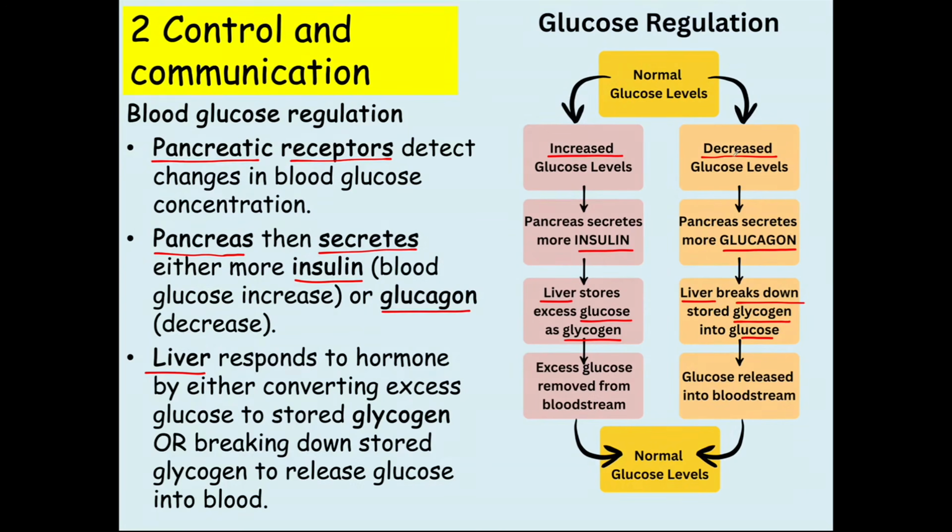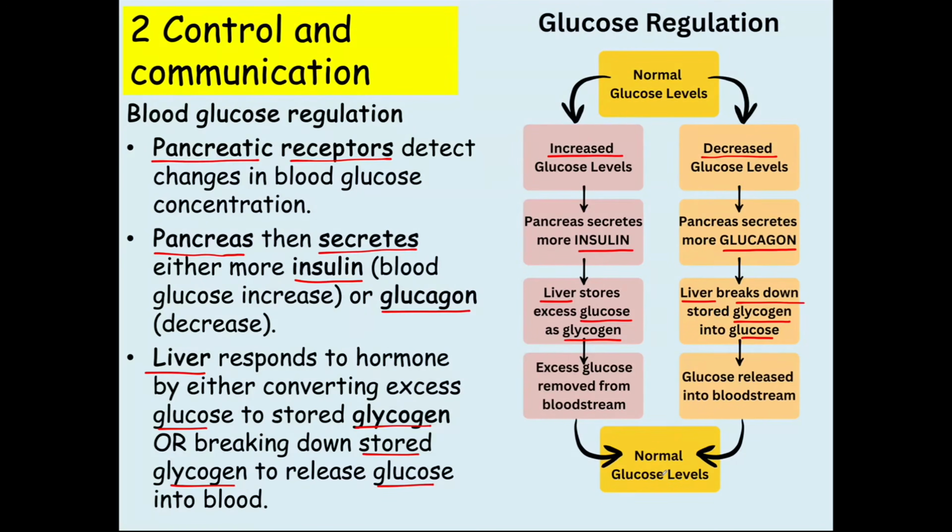And that's when we have a decrease or a low level of glucose. So it either converts excess glucose to stored glycogen, that's with insulin, or it breaks down stored glycogen back into glucose. That is glucagon that does that. And then we'll either remove the excess glucose from the bloodstream, or we will release the glucose that is broken down from glycogen back into the bloodstream. And both these responses in each circumstance will return the glucose levels to normal.